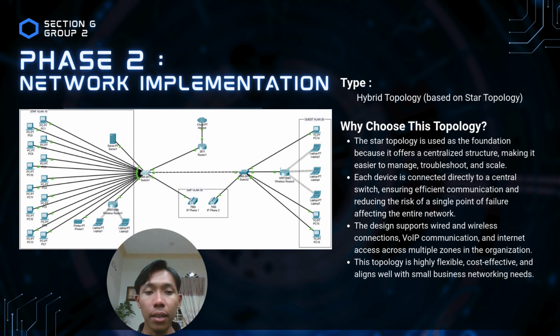And then the design also supports wired and wireless connection, VoIP communication, and internet access across multiple zones in the organization. Lastly, this topology is highly flexible, cost efficient, and aligned well with small business networking needs.